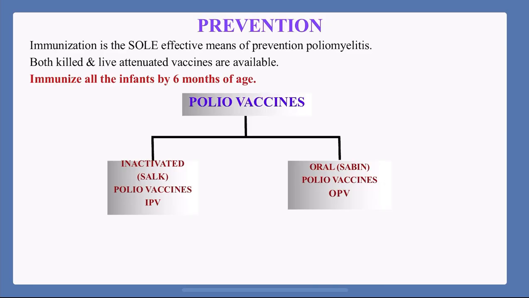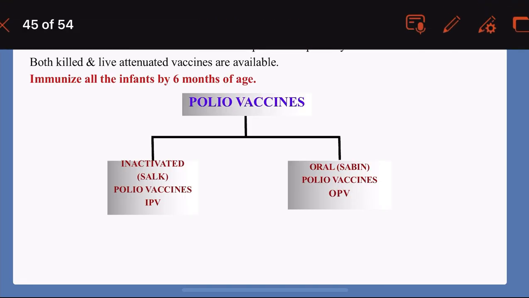Moving further to the prevention. Immunization. Immunization is the sole effective means of preventing poliomyelitis. Both killed and live attenuated vaccines are available. Both are very safe and they are effective. When they are used correctly, both killed vaccine and live vaccines are effective.